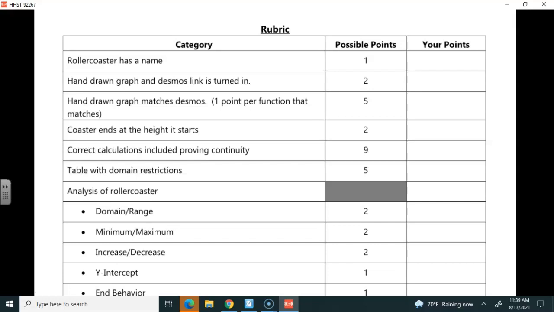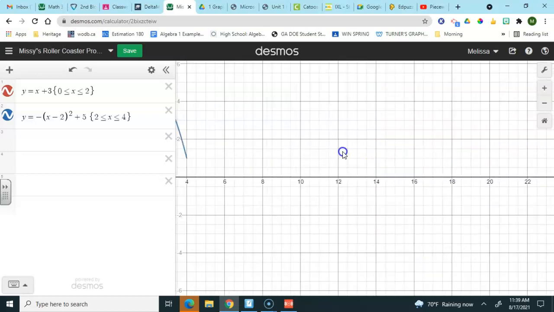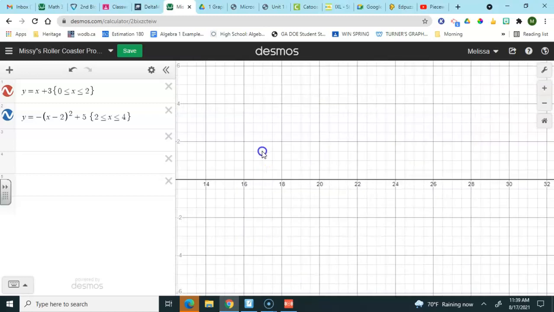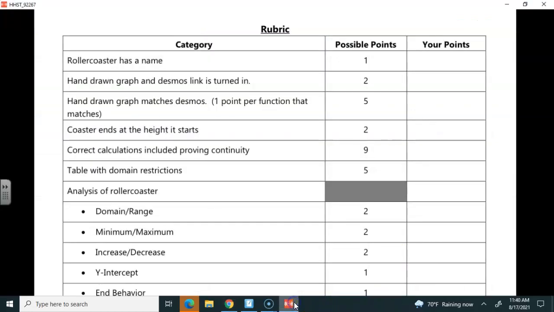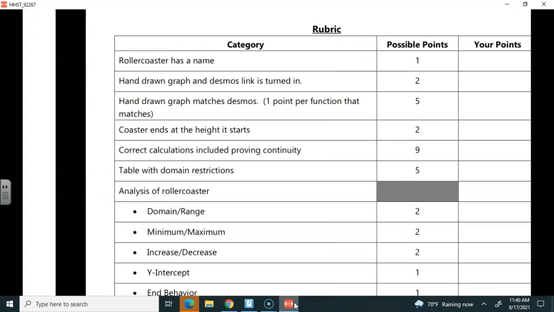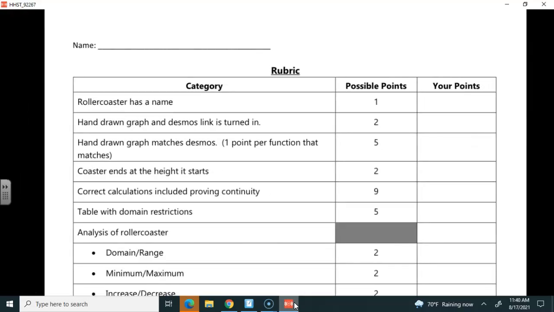Coaster ends at the height that it starts. So in my coaster here, I started at 0, 3. So whenever I get done with it over here past 30, because remember it has to be 30 seconds, then it should be ending at 0, 3. Or not 0, 3, but like 33. Okay? So it ends at the height it starts. Correct calculations, proven continuity. That's this page here. And so that's going to be 9 points.